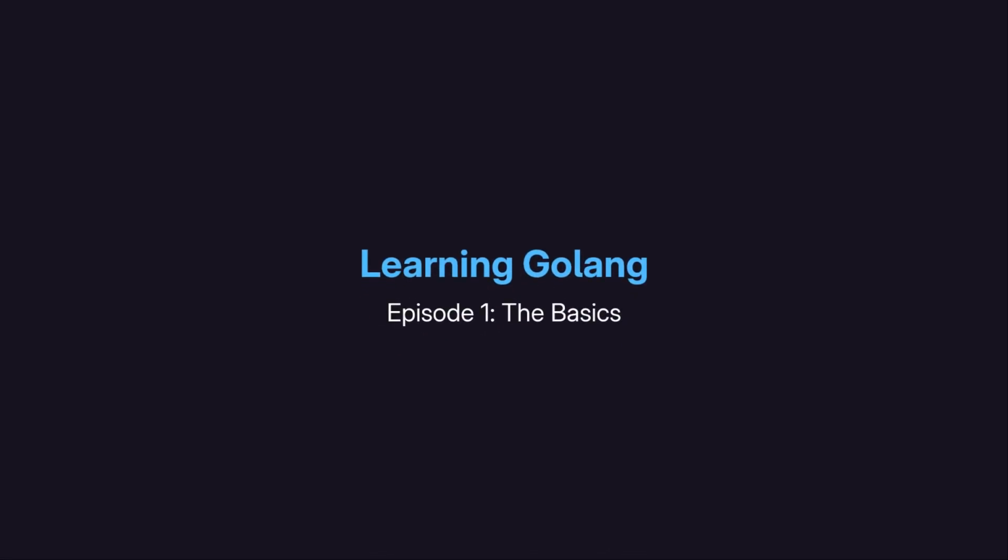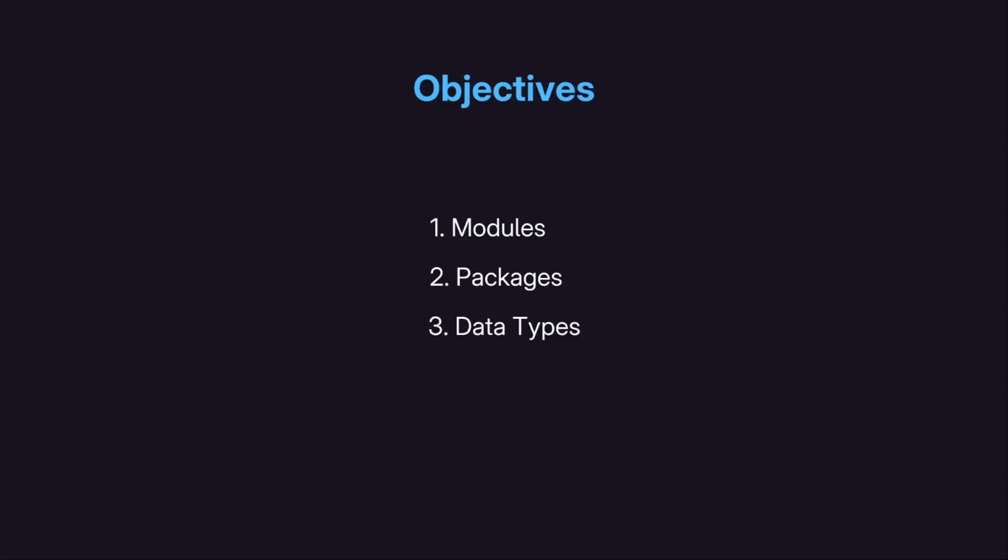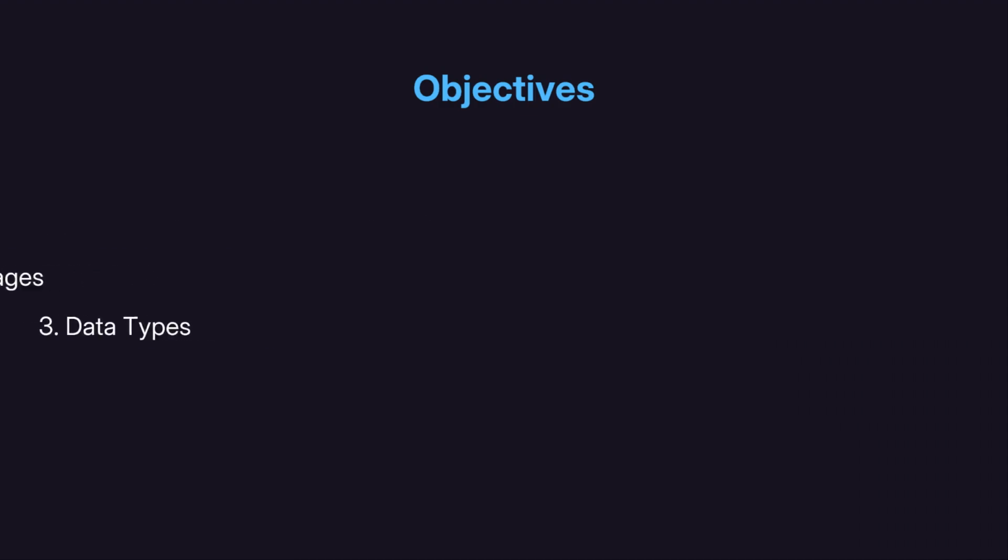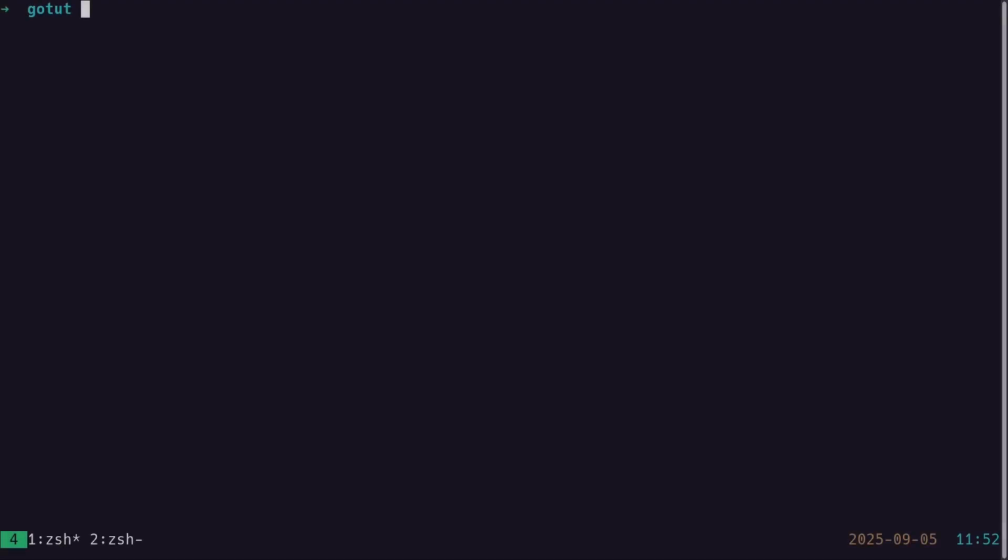In today's video, I'll be going over some basics of Golang. We'll explain how modules work and how you can install and remove packages. I'll also be going over some of the data types that you get and a few other basic things. Before doing any of that, let's start by creating a simple script.